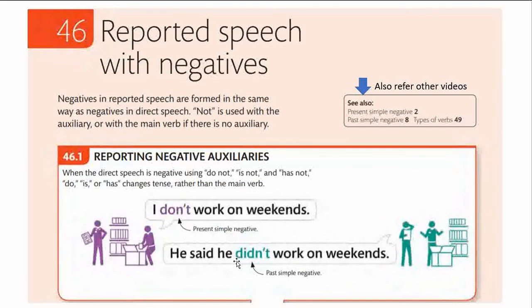The changes take place in the auxiliary and especially in the word do. Do changes to did. He said he didn't work on weekends. And grammatically, this is past simple negative. Did not is past simple negative. Its corresponding opposite is do not or don't, which is present simple negative. So do and did, remember that very well.